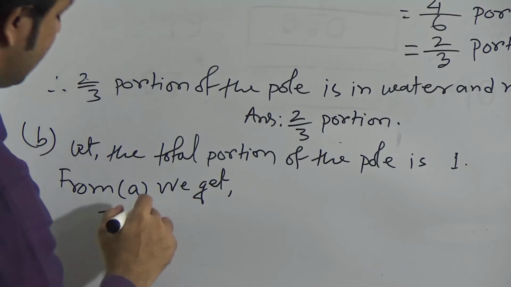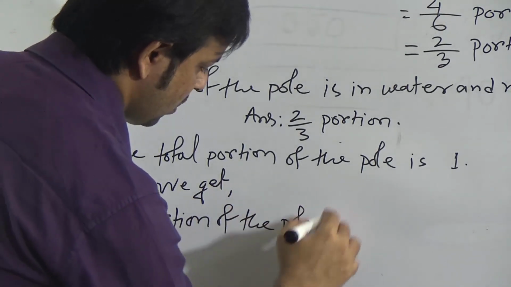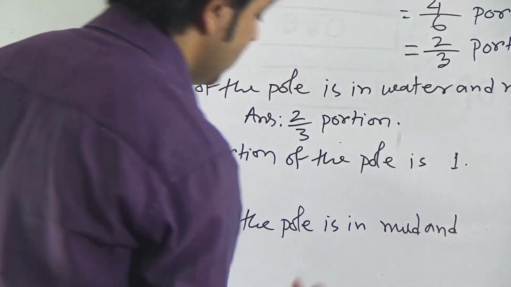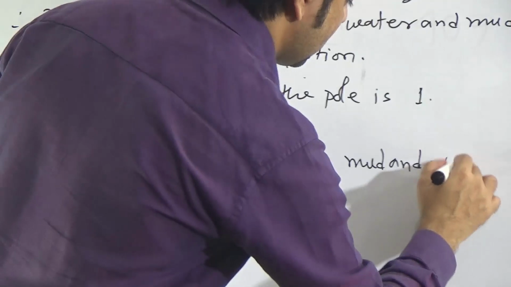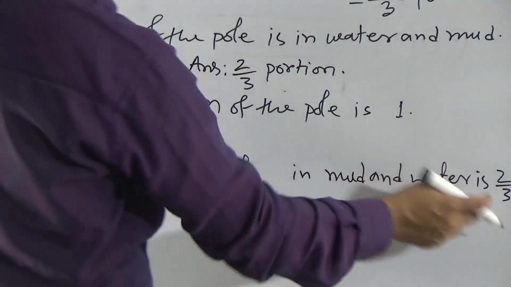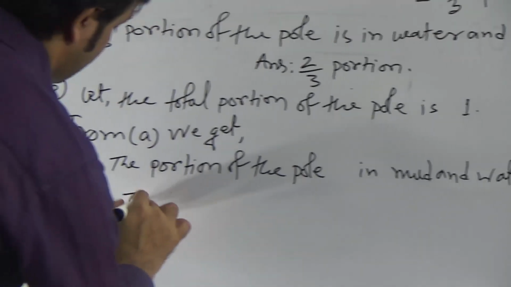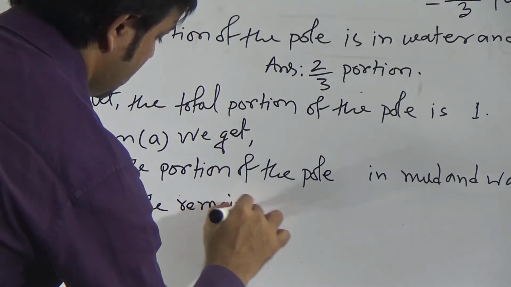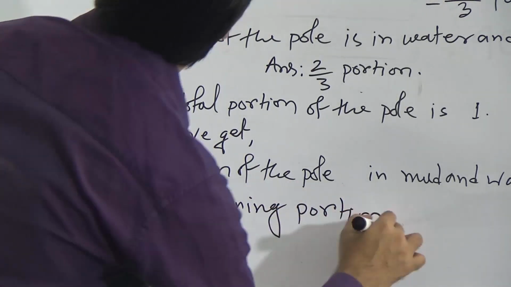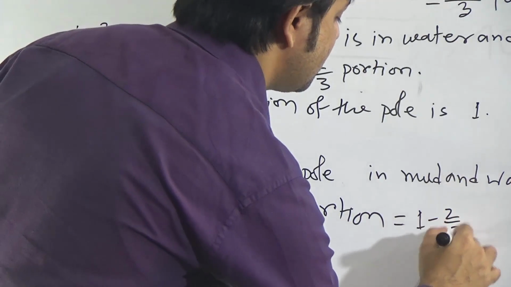The portion of the pole in mud and water is 2 by 3. So if we subtract this 2 by 3 from 1, we will get the remaining portion of the pole. The remaining portion will be equal to 1 minus 2 by 3 portion.